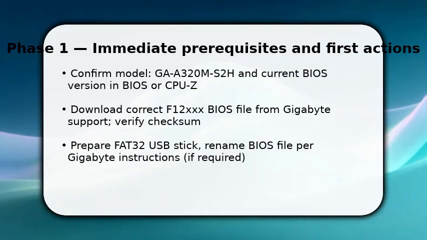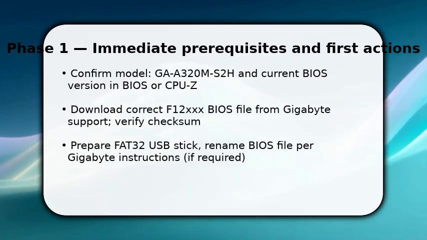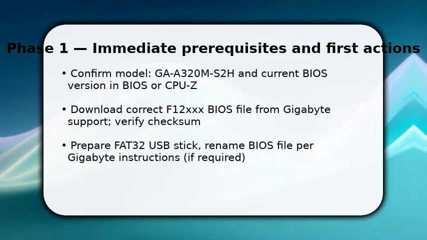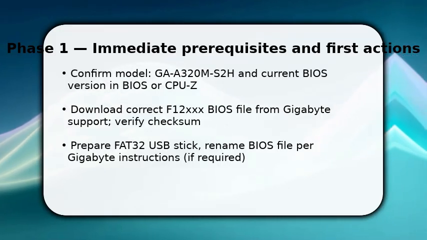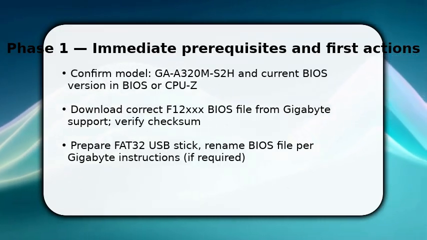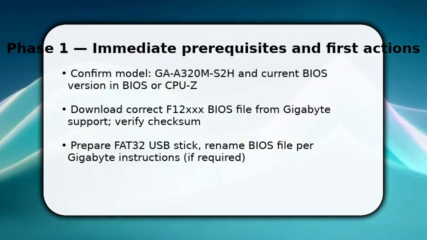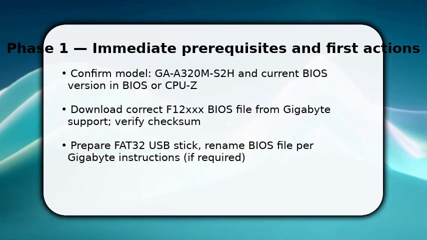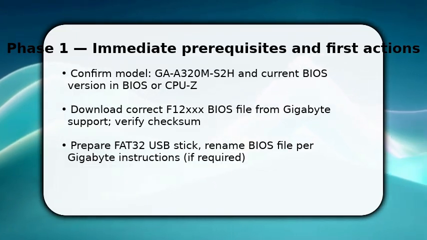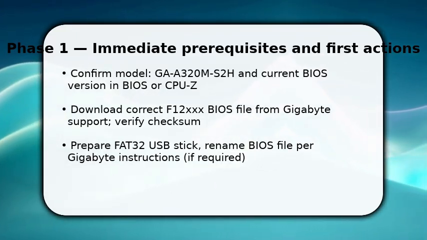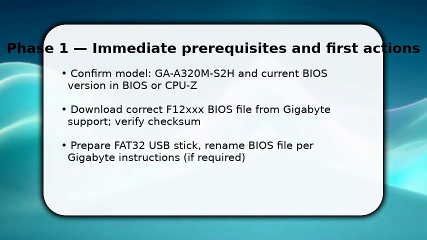You start by confirming the exact board, GA-A320M-S2H, and note the current BIOS version so you can compare later. Once done, download the matching BIOS package for your board and verify the checksum. This prevents corrupted flashes. Make sure to format a USB stick to FAT32 and copy the BIOS file, renaming it exactly if Gigabyte requires that naming convention.